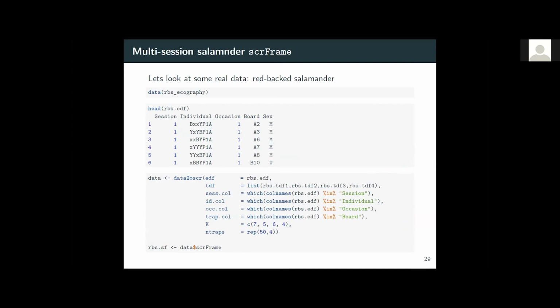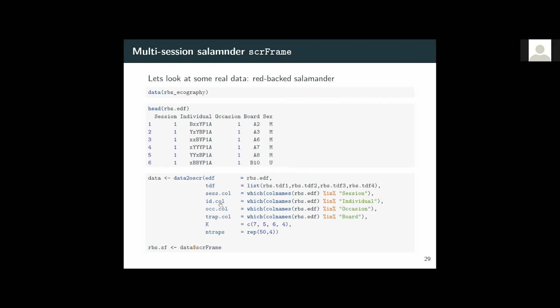Okay, so now, like I said right at the top, it's very easy to construct a multi-session SCR frame in exactly the same way as we would do any other SCR frame. What I'm going to do is provide the RBS EDF that's there in the RBS ecography data object. And then I'm going to put each one of these TDF files in a list. So that's the trapping object for each of my 4 sessions. And then I'm just going to tell data to oSCR which columns are my relevant columns from the EDF.